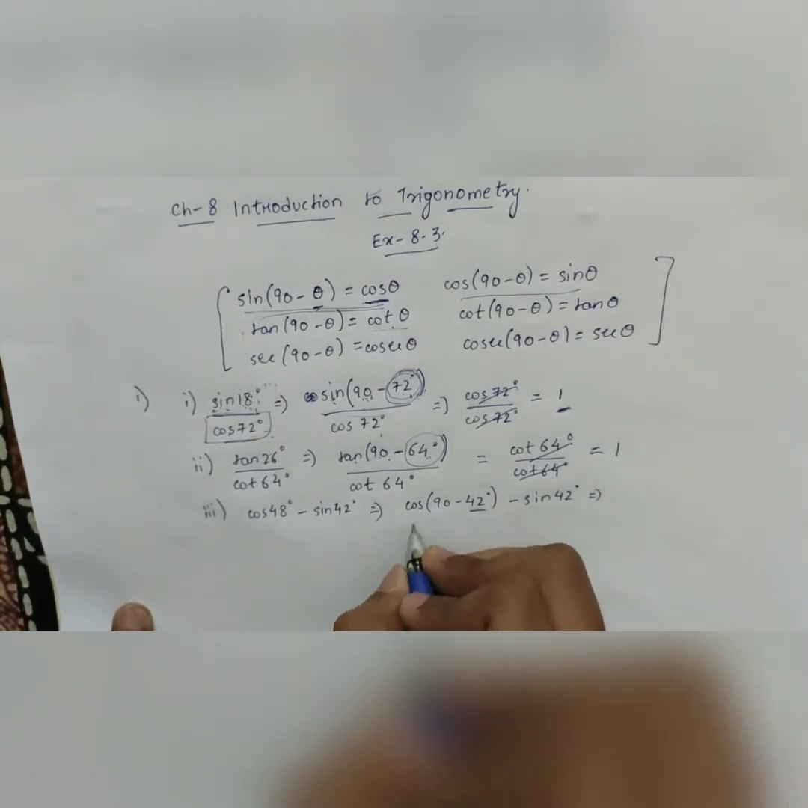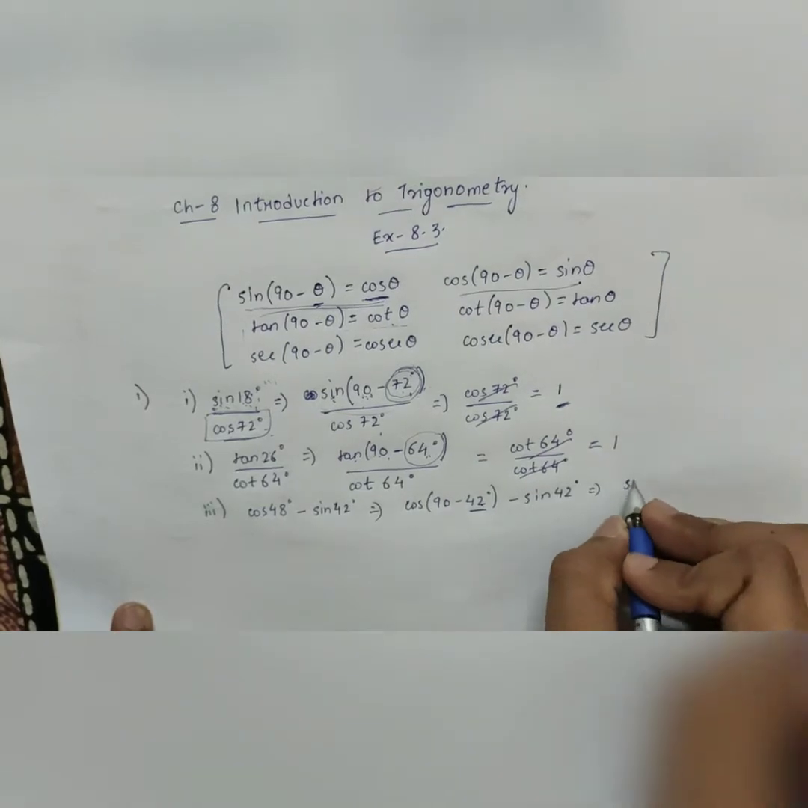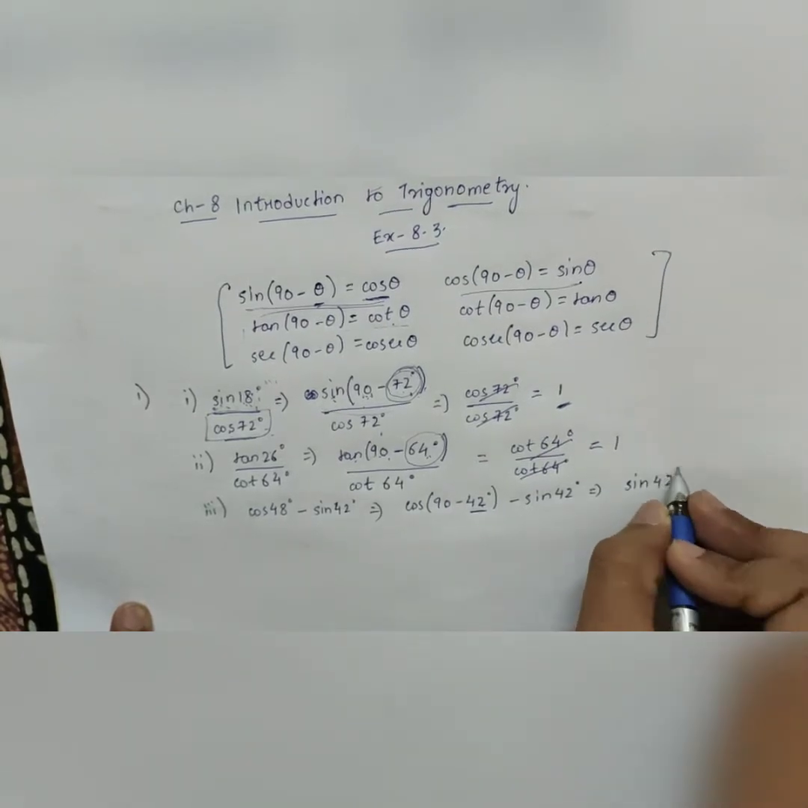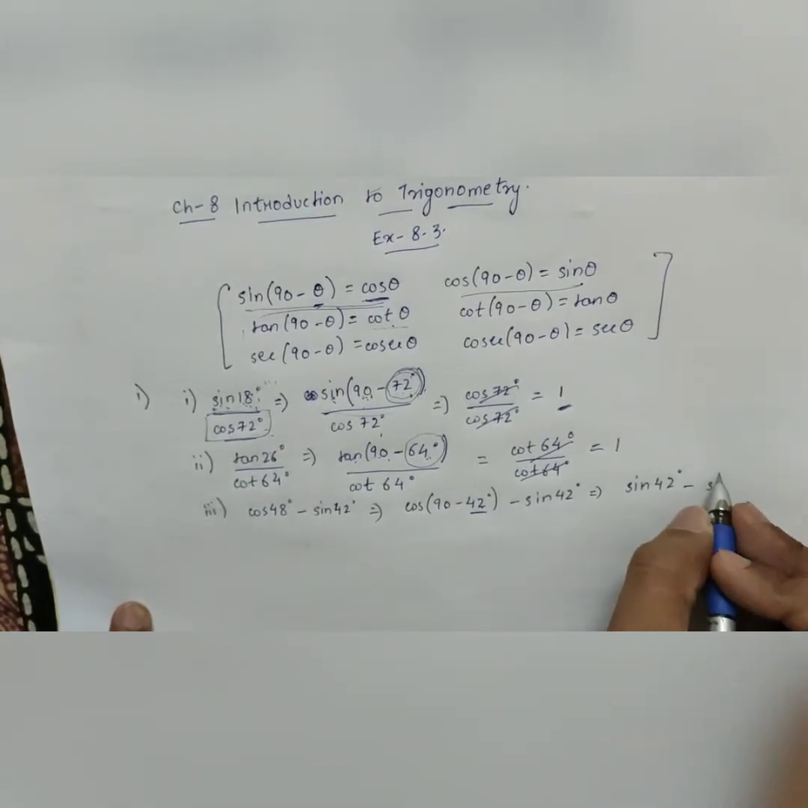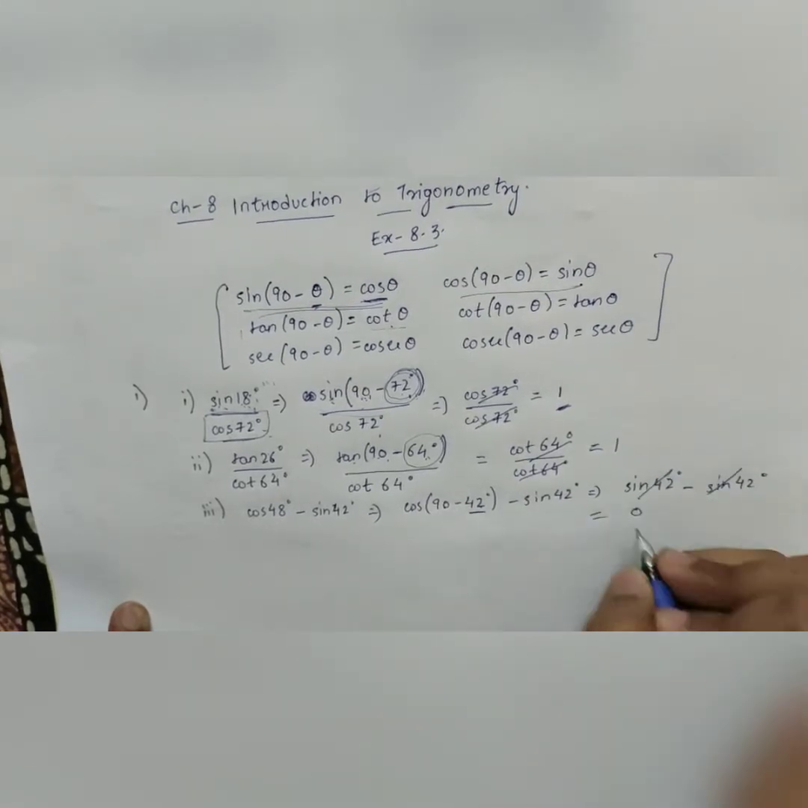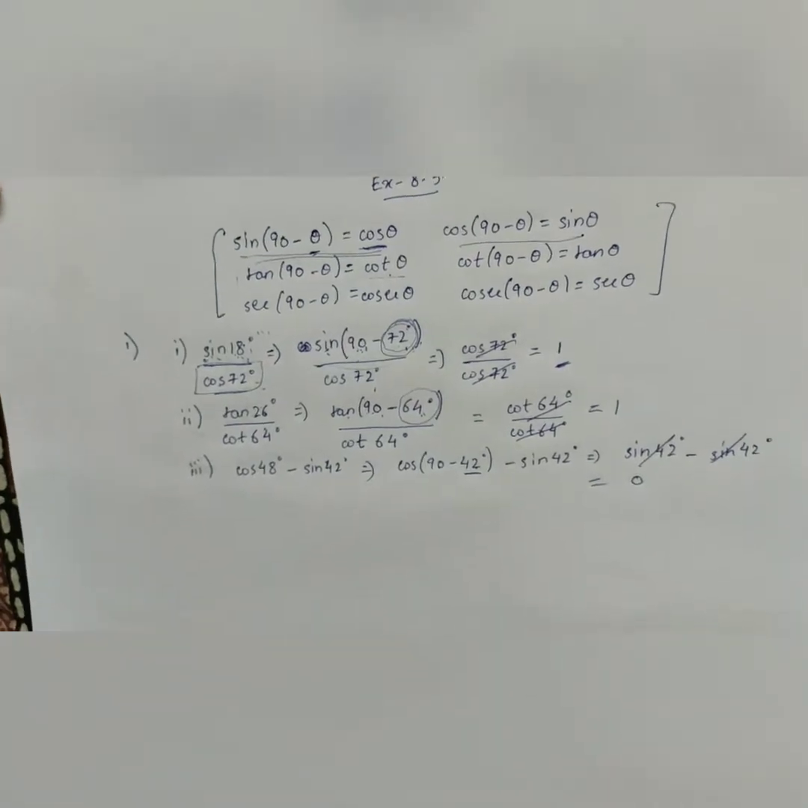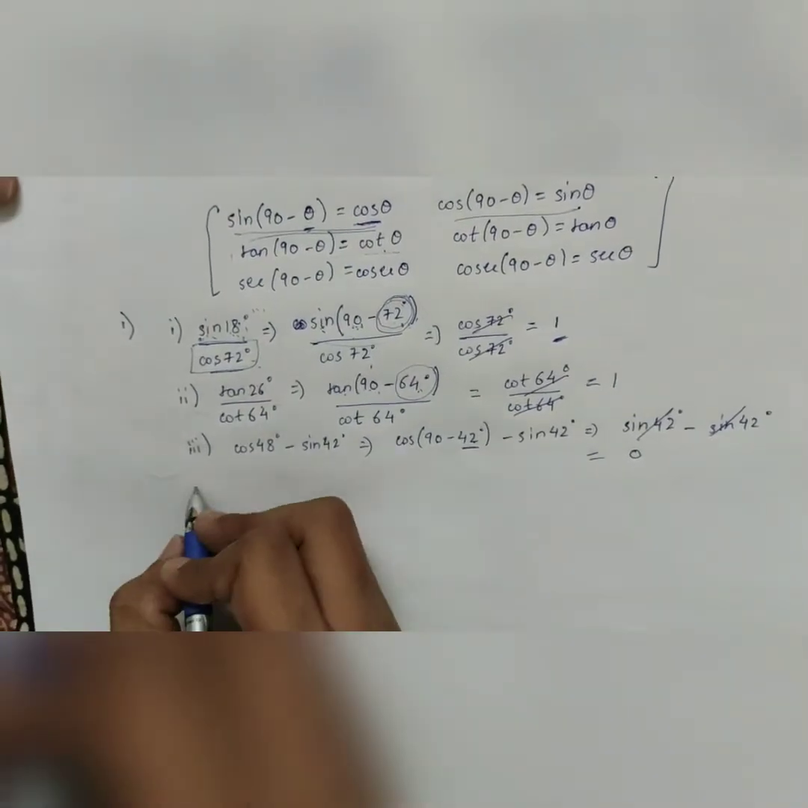Here theta is 42. Cos 90 minus theta is sin theta, so that is sin 42 minus sin 42, which is the same. So they both cancel each other and they give the answer as 0. So let's move on to the next part. That is the fourth part.